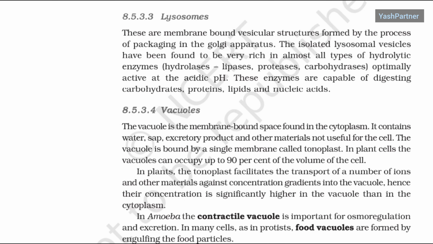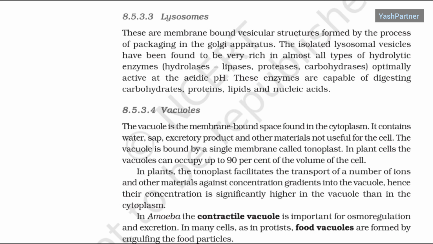8.5.3.3 Lysosomes. These are membrane-bound vesicular structures formed by the process of packaging in the Golgi apparatus. The isolated lysosomal vesicles have been found to be very rich in almost all types of hydrolytic enzymes, that is hydrolases, lipases, proteases, carbohydrases, optimally active at the acidic pH. These enzymes are capable of digesting carbohydrates, proteins, lipids, and nucleic acids.